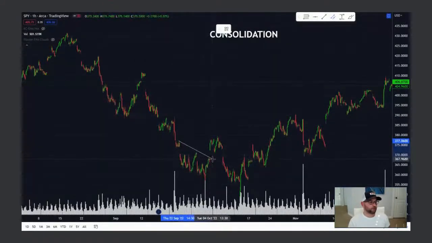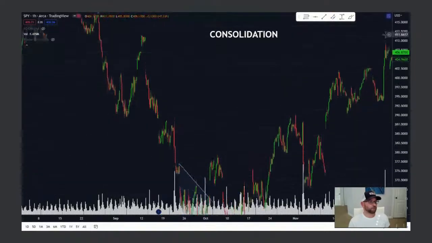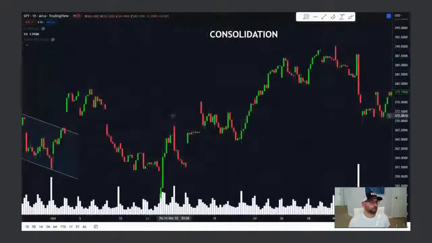You have a little consolidation here. I use this little parallel channel tool, and I can say, look, we got a consolidation. This is how I would use this to trade. There we go. Let me show you. Let's blow that up.